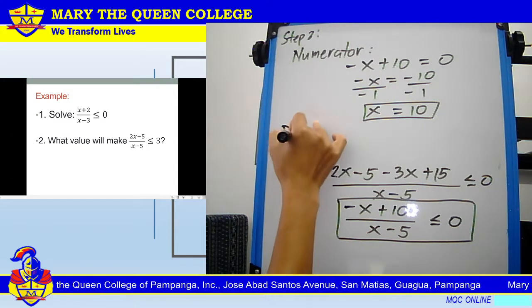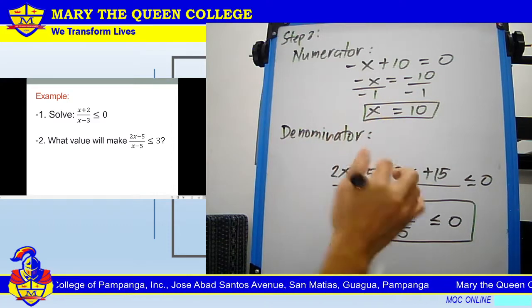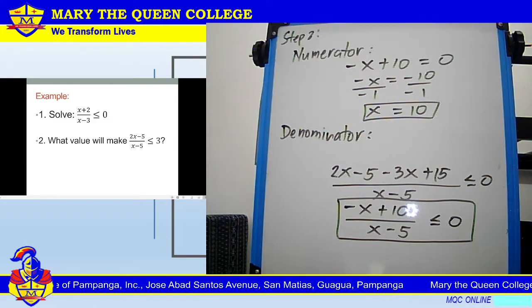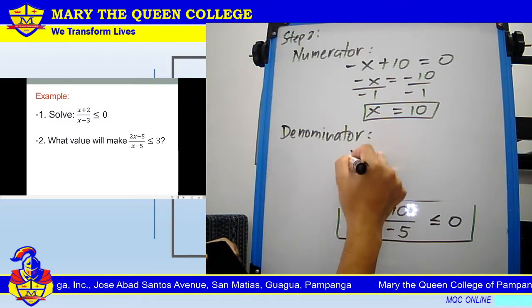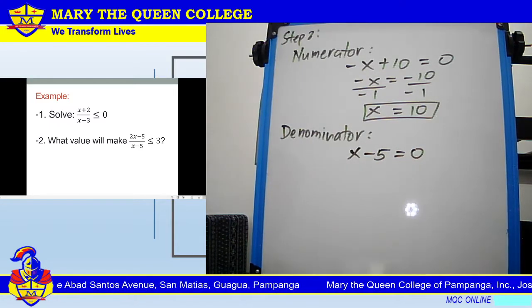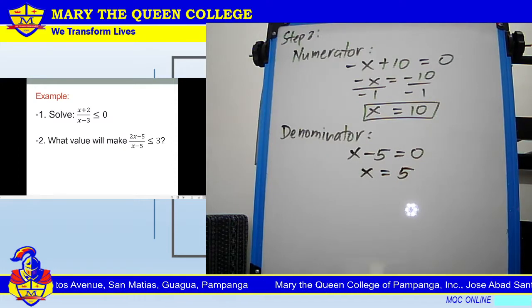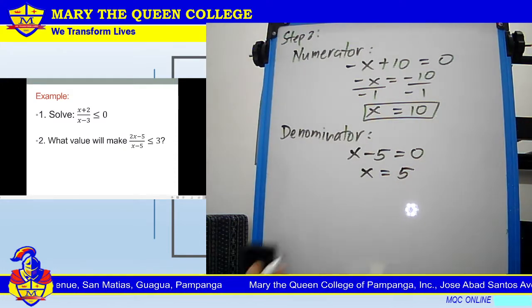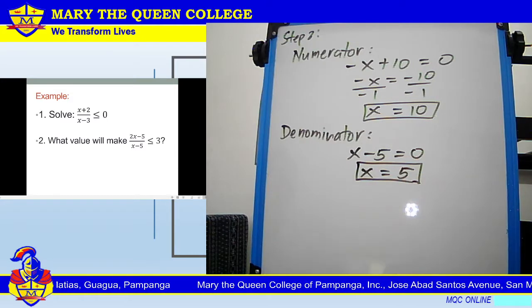Then for the denominator, we'll be using x minus 5. So from here we have x minus 5 is equal to 0. Then continuing, we have x is equal to positive 5. So we now have two meaningful numbers. And from here, we have to test if these numbers are part of the solution or not.